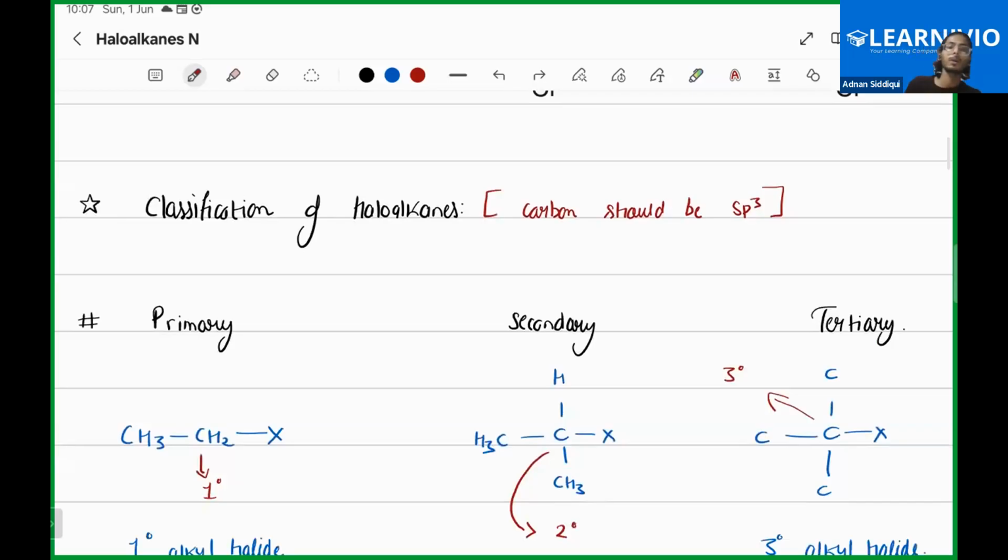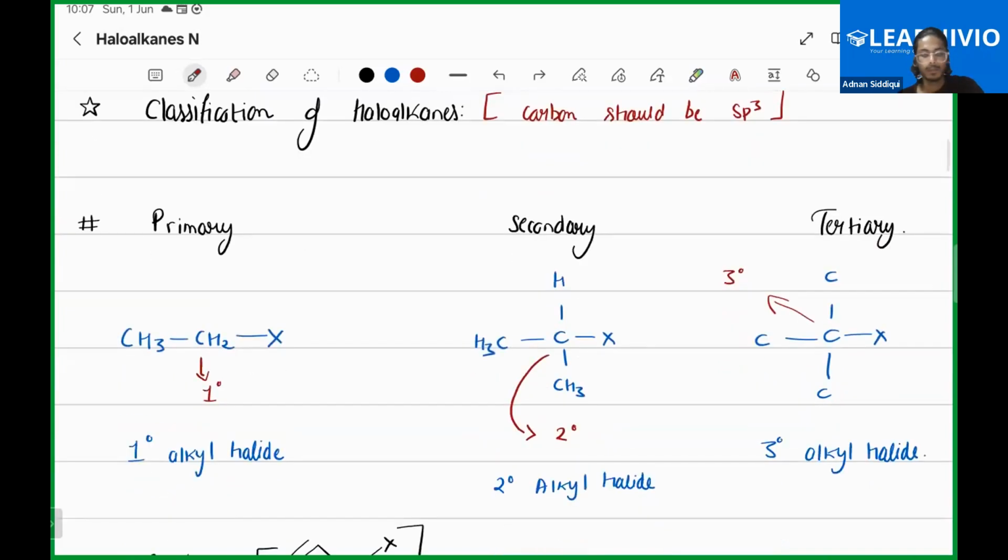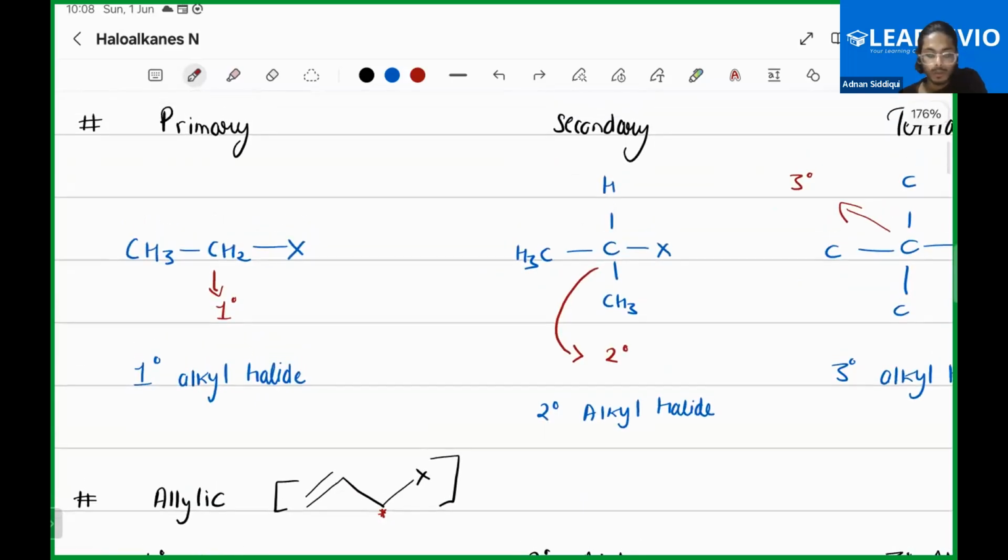So now we will talk about how we can classify haloalkanes, right? On the basis of primary, or you can say 1 degree, 2 degree, 3 degree carbons. Have you heard about it? This is the 11th concept. Have you heard about primary, secondary, and tertiary? Okay, sir. So if our halogen is connected to a carbon and that carbon is connected to only one carbon, this is a 1 degree carbon, and this whole compound is a 1 degree alkyl halide or 1 degree haloalkane, right?